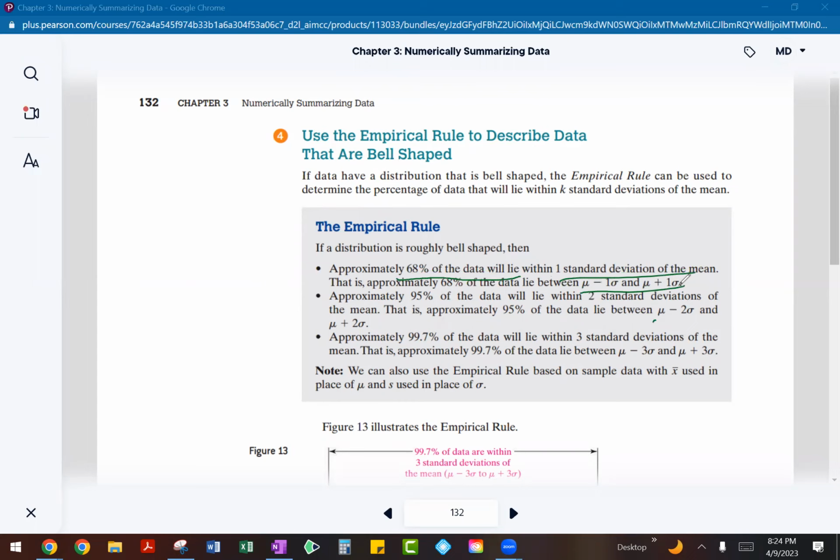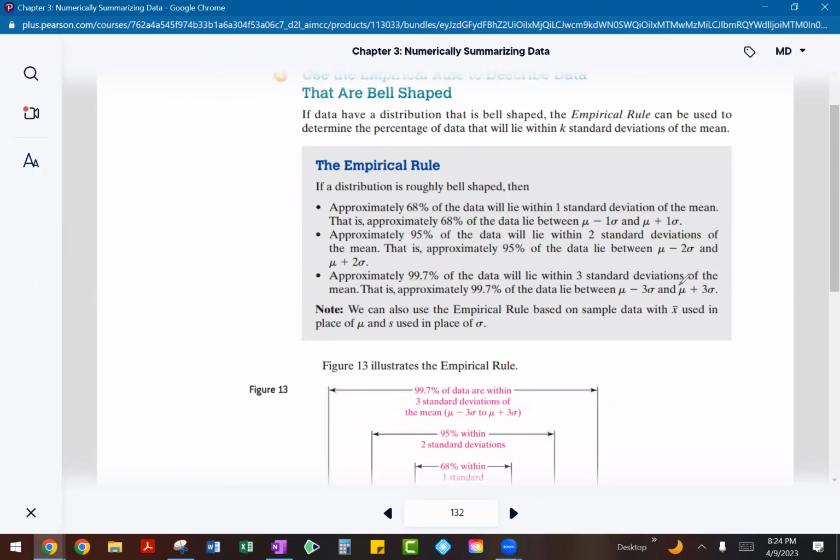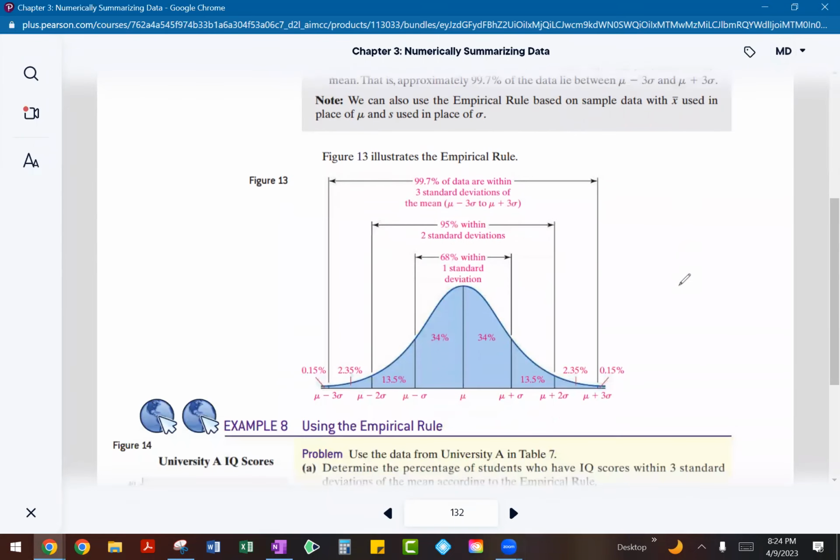If you are within 2 standard deviations from the mean, so you've added and subtracted the standard deviation from the mean 2 times, you are going to be at approximately 95%. And when you are within 3 standard deviations, you're going to be at approximately 99.7%. Those are the percentages we are interested in when working with the empirical rule. You can see the figure over here that also breaks it down for you.